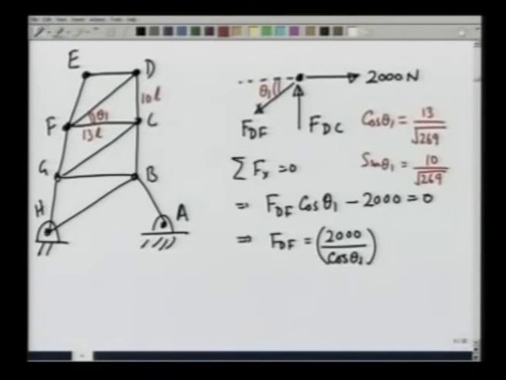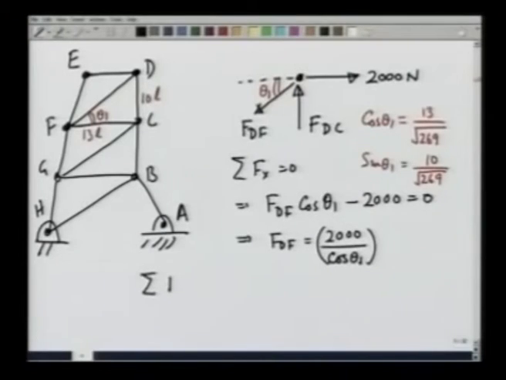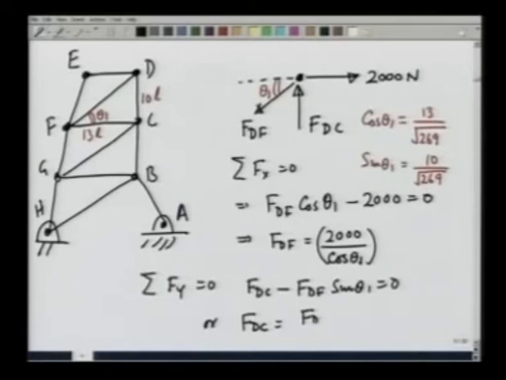Once I get F_DF, I can also calculate F_DC from the condition that summation Fy is equal to 0, and that gives me F_DC minus F_DF sine theta 1 equals 0, or F_DC equals F_DF sine theta 1, which is 2000 tangent of theta 1. Let us calculate these numbers.